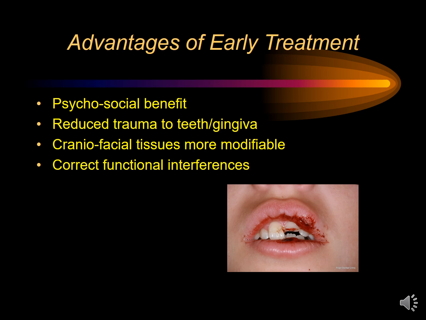Okay, and also studies have shown that proclined teeth are prone to trauma, and by early intervention, there is a possibility of reducing the chances of trauma to the teeth and also to the soft tissues from occlusal discrepancies. And also at a younger age, the craniofacial tissues are more modifiable and more amenable to treatment. And also functional interferences are better corrected at an early age.